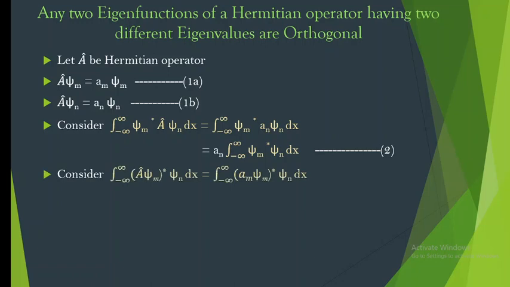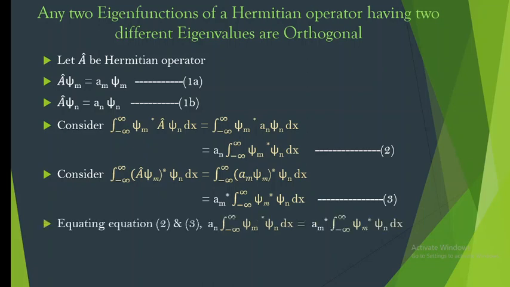Then let us consider the second term of the definition of Hermitian operator, which is nothing but the integration from minus infinity to plus infinity of (A cap ξm) the whole star into ξn dx. Now from equation number 1a, we know that A cap into ξm is nothing but am into ξm, so that we have to substitute. Then it will resolve to am star into ξm star. We know am star is a constant, so we can take it outside the integral sign, and I am calling it equation number 3.